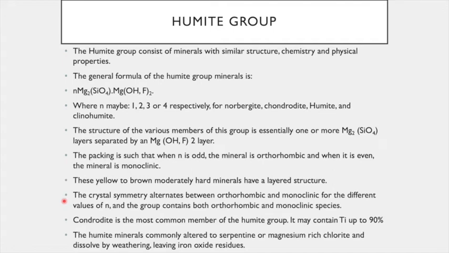Chondrodite is the most common member of the humite group. It may contain titanium up to 90%. The humite minerals are commonly altered to serpentine or magnesium-rich chlorite and dissolve by weathering, leaving iron oxide residues.